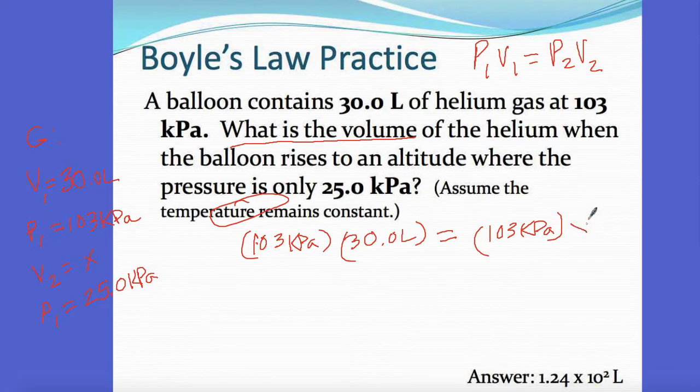And then we have X as our V2. All right, so kPa is on both sides, so that goes away. That's going to cancel, isn't it? Oops, I did something wrong. I wrote the wrong pressure. Let's go back.